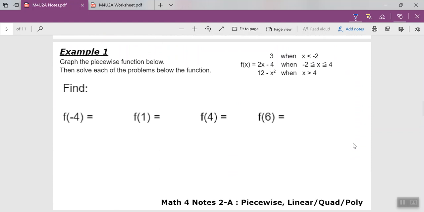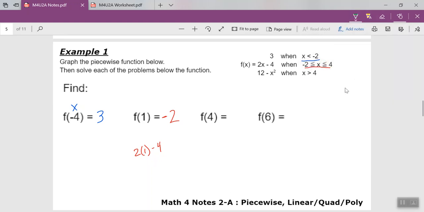If I want to know what f of negative 4 is, I'm basically asking what happens when x is negative 4. Well, that would be this guy. And anything in that whole range, from negative 2 down, the answer is always 3. Now, what about f of 1? Well, 1 is going to fall between negative 2 and 4. So we're going to put 1 there. 2 times 1 minus 4 is 2 minus 4. That's negative 2.